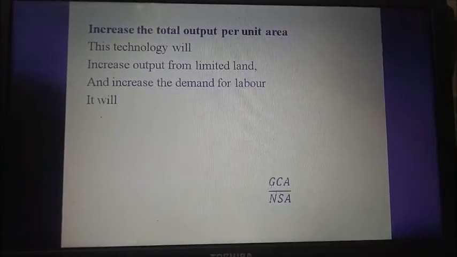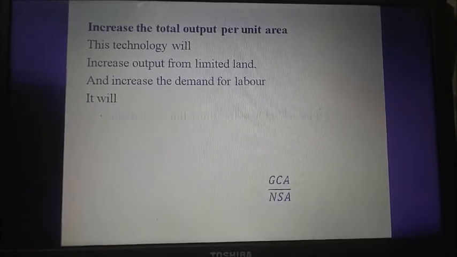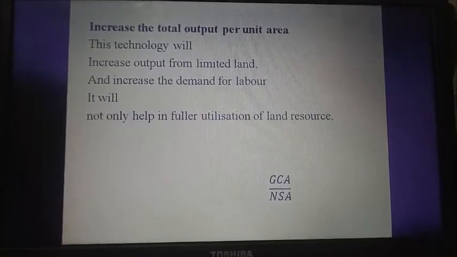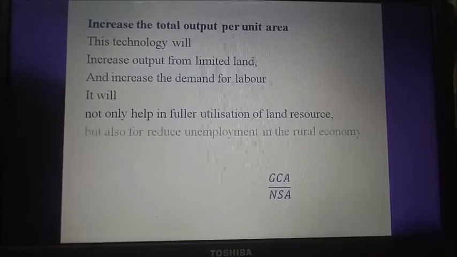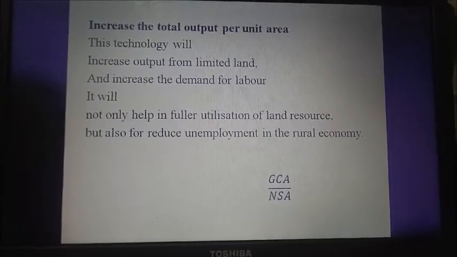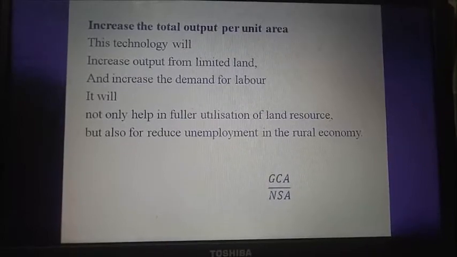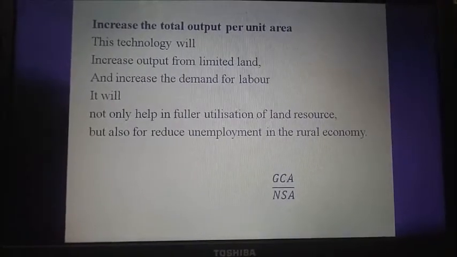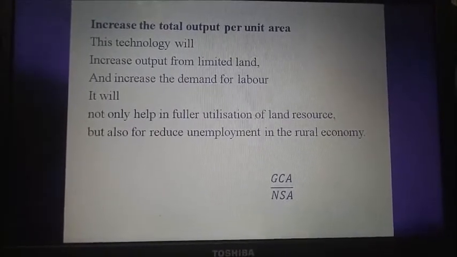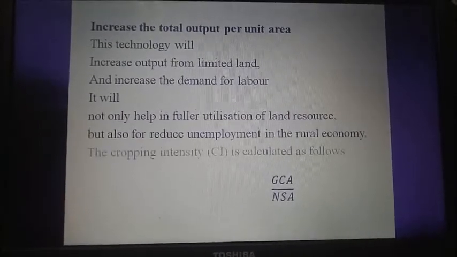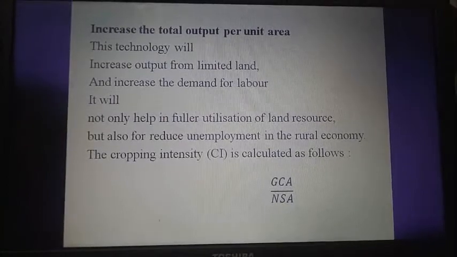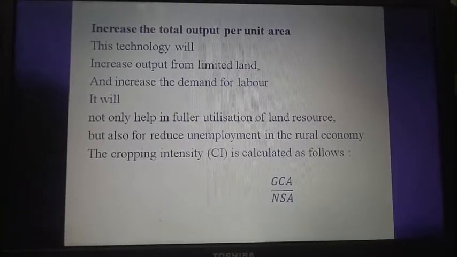With the increase, what will be the resultant? It will not only help in fuller utilization of land resources, moreover, it will reduce unemployment in rural economies. That is, the people will be employed all year round and there will not be any migration to the urban areas.